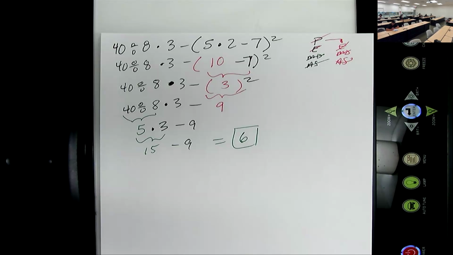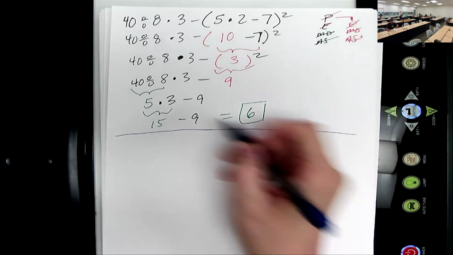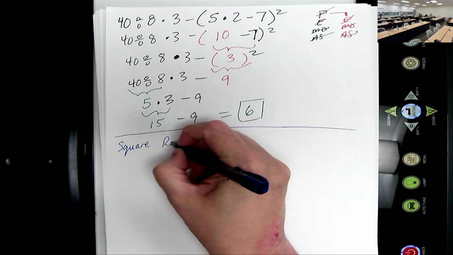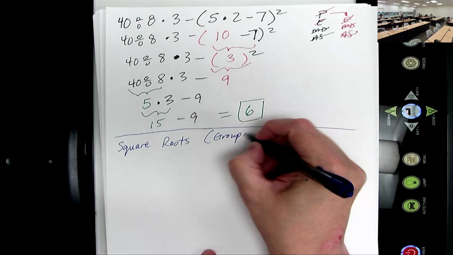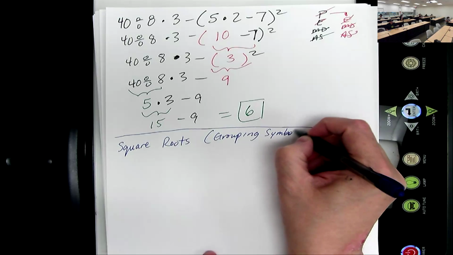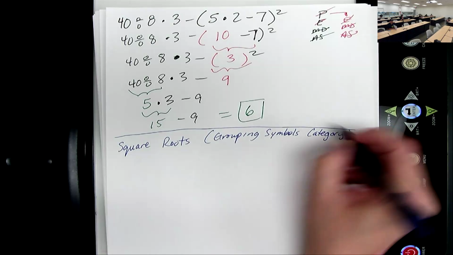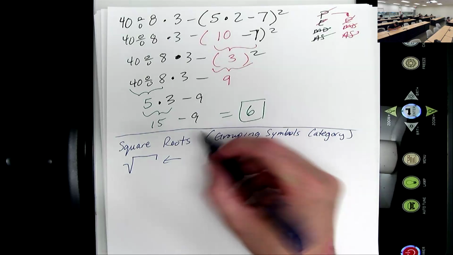All right, next topic is square roots. This kind of falls under the grouping symbols one. You want to do everything inside of it first. But it goes by this symbol. This is called the radical sign.